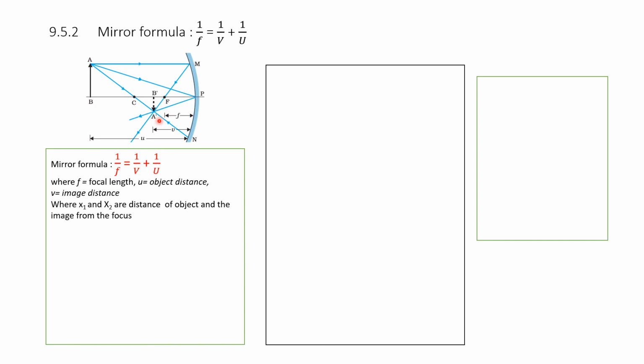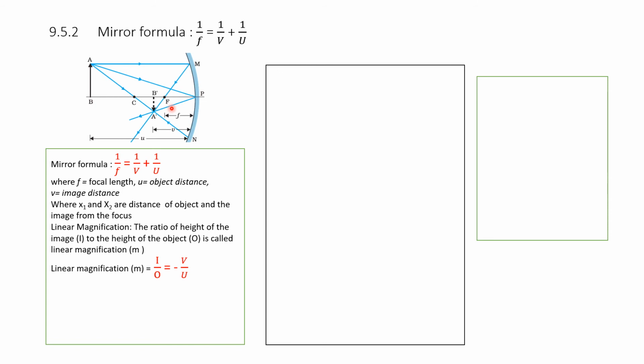The mirror formula is given by the equation 1 over f is equal to 1 over v plus 1 over u, where f is the focal length, u is the object distance and v is the image distance. And x1 and x2 are distances of object and image measured from f, that is the focus.